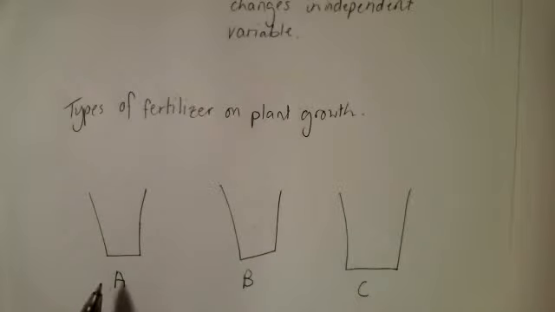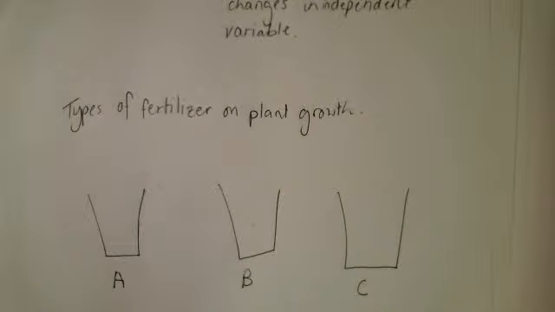The type of fertilizer would be the independent variable because that's what the experimenter, or me in this case, controls. I decide what fertilizer I want to test. And the amount of plant growth, or how well the plants grow, depends on the type of fertilizer. Therefore, the plant growth would be the dependent variable.